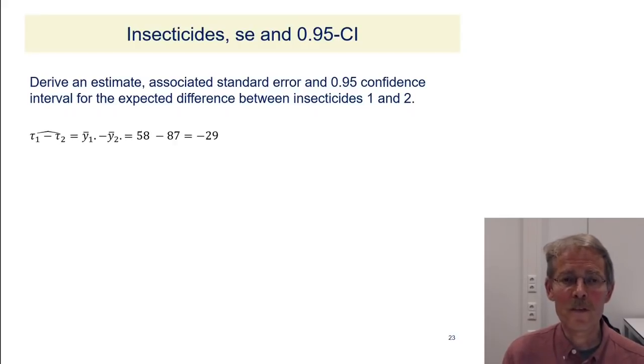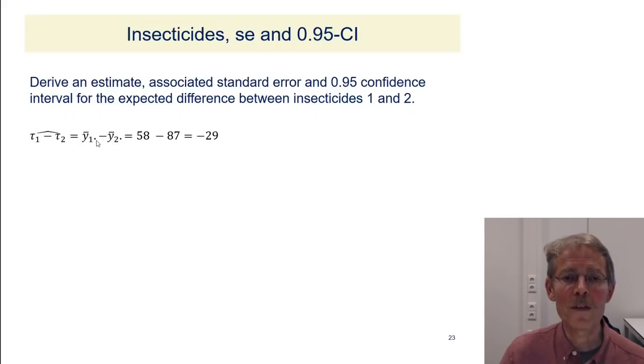What are we interested in? We're interested in τ1 minus τ2. That's the difference between the treatments 1 and 2. And we want an estimate for that. That's the hat, always indicating that you are after an estimate or estimator. What is the estimator or estimate? It's the difference between the two sample means.